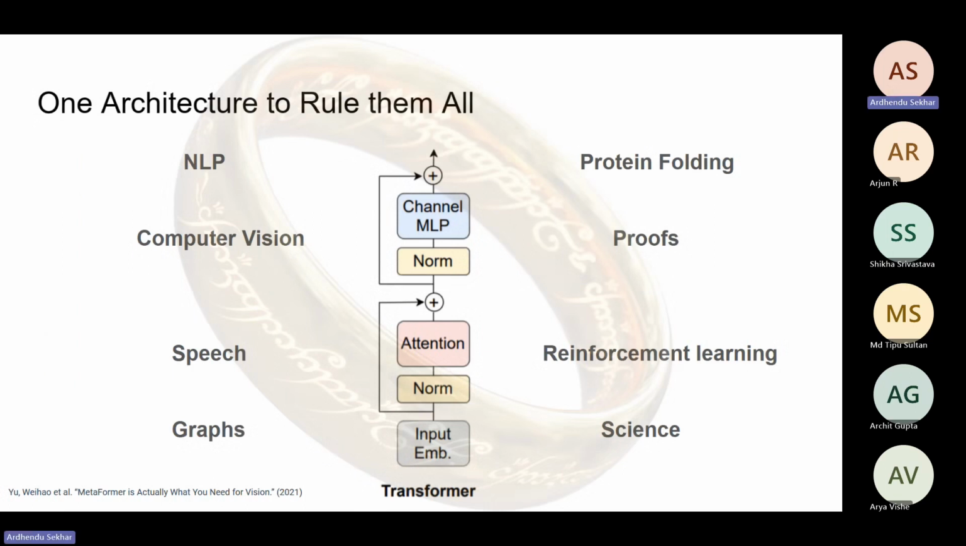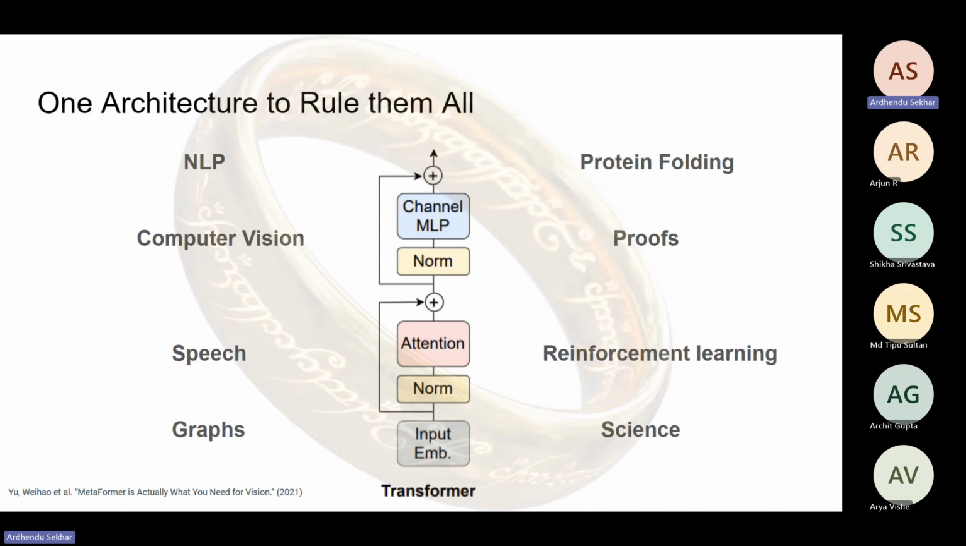Again, I don't know how many people have seen Lord of the Rings, but I hope you get the reference. Like I said initially, all these different ML programs, like computer vision, had separate architectures. But once the transformer architecture came, it started being used for everything, and we started getting state of the art results for all the tasks.